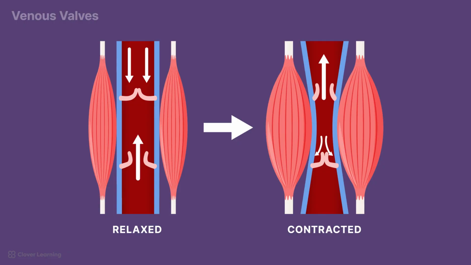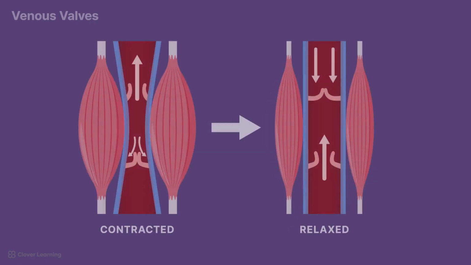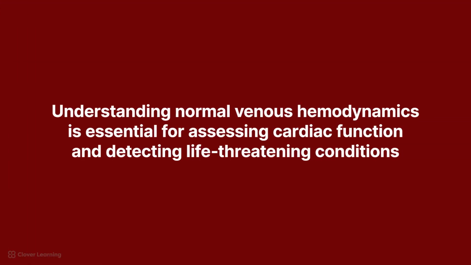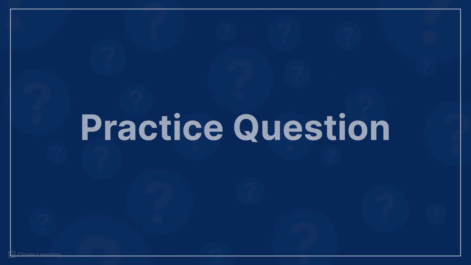During skeletal muscle pump, as muscles contract, they compress adjacent veins. This compression forces blood upward, opening the upstream valve while the downstream valve closes, preventing reflux. When the muscles relax, the upstream valve closes and the downstream valve opens to allow the next segment of blood to move forward. Understanding normal venous hemodynamics is essential for assessing cardiac function in our patients and detecting life-threatening conditions like deep vein thrombosis. Let's check your understanding.